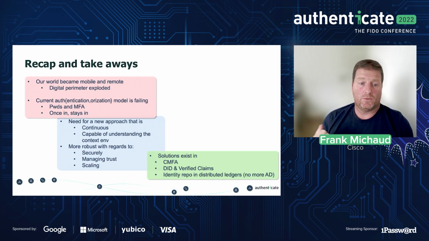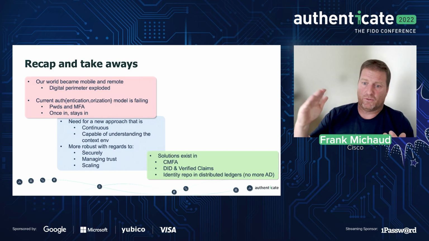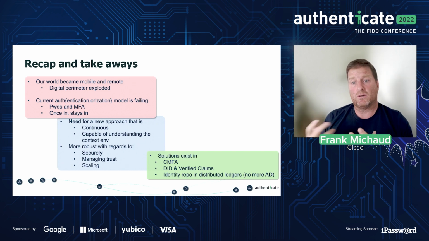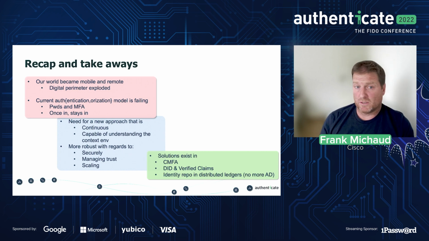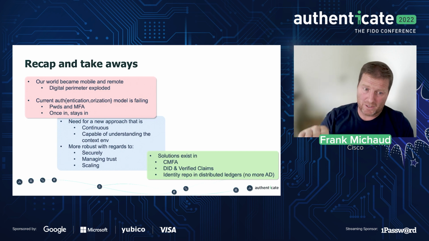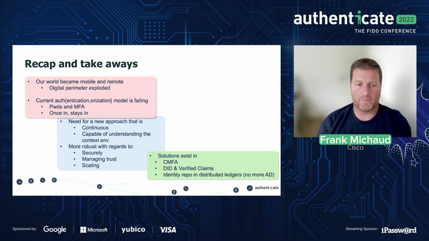So what do we need? We need a new approach that is continuous, where you can continuously evaluate whether the user is at home, on the move, or on the public Wi-Fi in the airport. We need to understand the context in which the user is and adapt. We don't necessarily need a binary type of good or not good. You might be good, and we still grant you access because you are in a public airport, but we're not going to grant you access to all the stuff you want. We might degrade your access capacity.